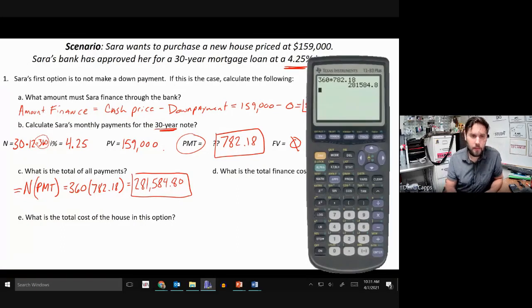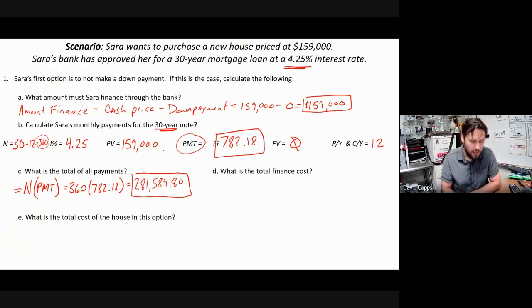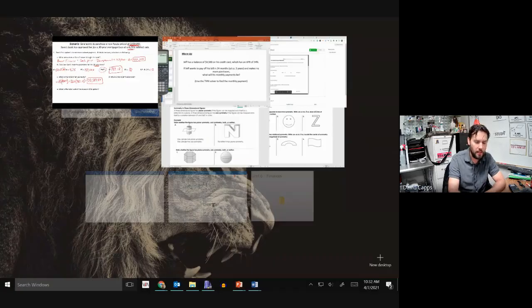It's a lot. I don't know if you see that, but note here, she's buying the house for $159,000, but at the end of the day, she's really going to be spending $281,000. She's really buying the house for $281,000 because she's paying more than $100,000 in interest for the house. And so that actually leads us into our next question. What is the total finance cost? Because she only took out a loan for $159,000, but she paid the bank $281,000. So how much did the bank charge her for that loan?